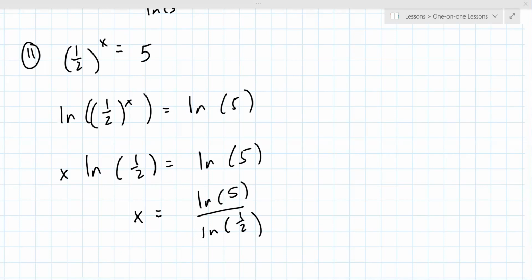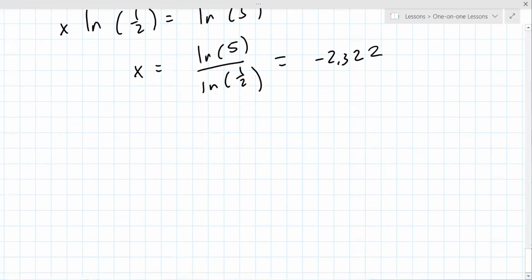Negative 2.322. Okay. All right. Next is number 33. Solve each logarithmic equation. Okay. All right. Let me get it written down here.